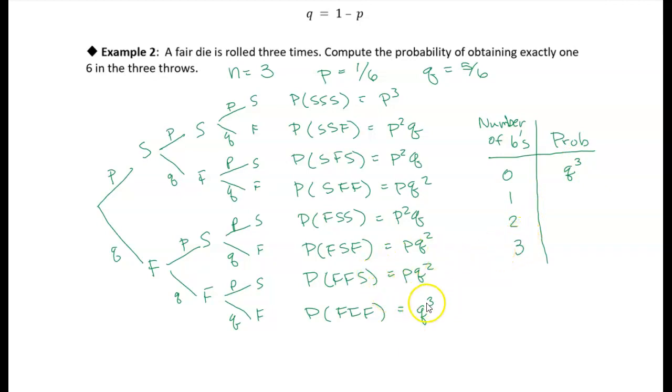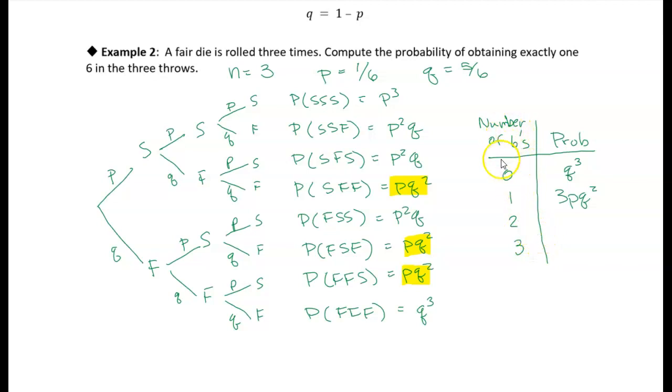Now there's several different ways that we can get 1 6, 1 6 and 2 non-6s. So let me just highlight those with yellow. So we could get it this way, or this way. In all of these cases, we have 1 success. And so basically we could add up all those probabilities. So it's basically pq squared 3 times. So 3 pq squared is what we would get if we added those all up.